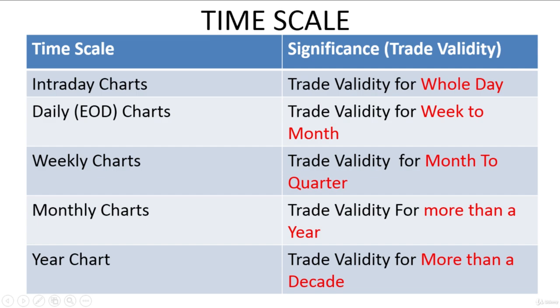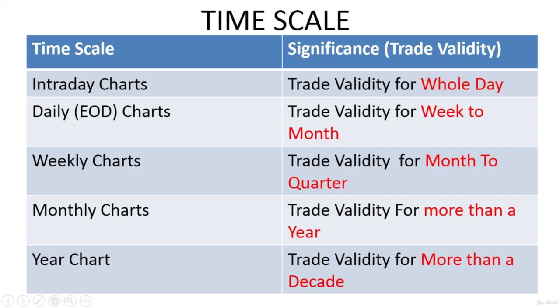The next charts will be daily charts, which we also call EOD charts, end of the day charts. The trade validity for daily charts will be from a week to a month. If anyone has a horizon longer than that, he can use a weekly chart. Weekly chart trade validity is from a month to a quarter.